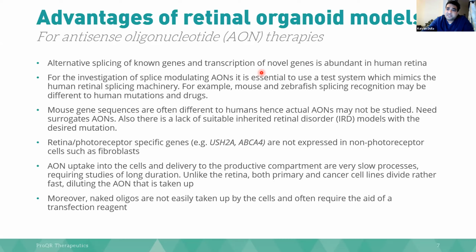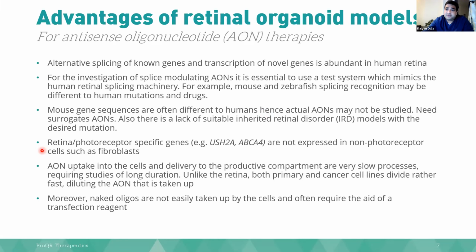Moreover, mouse sequences are often different to human sequences. These differences do not need to be very big, and even the SNPs make it difficult to study the actual human AONs in mice. As a result, surrogate AONs may be needed for studies in mice. Also, there is a lack of suitable IRD mouse models with the desired mutation.